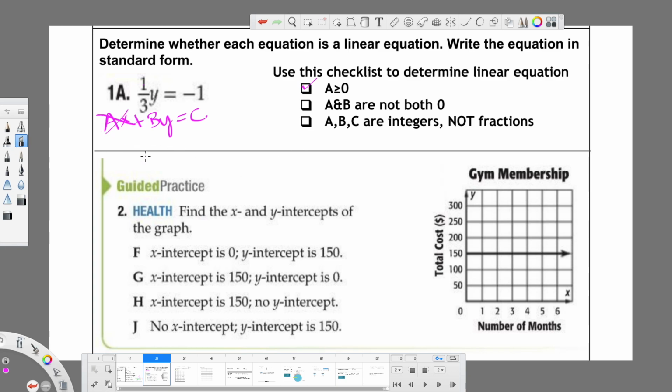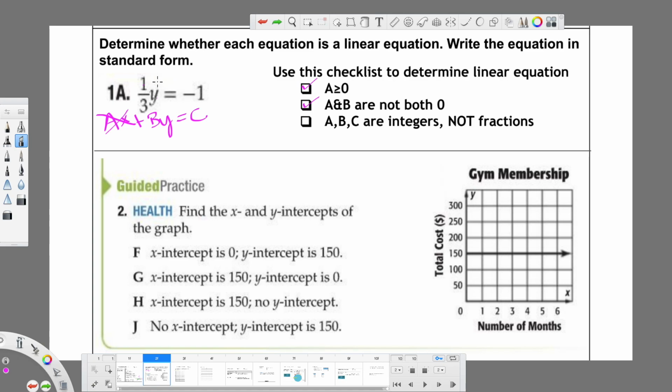So now we want to make sure that we have, in standard form, a and b are not both 0. Well, b is present, it's 1/3, so it's not 0. So we can check that off too. Now we want to make sure they're all integers. Well, right now this is a fraction. We need to fix this.